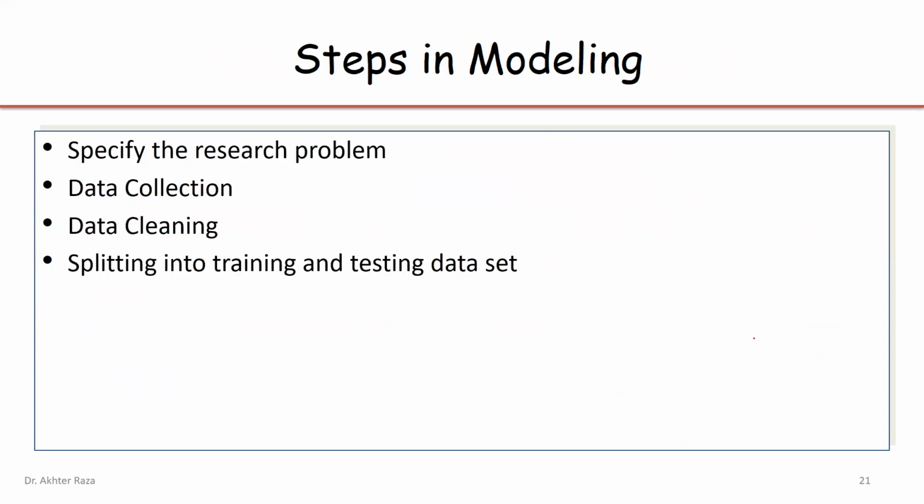Steps in mathematical modeling or in machine learning models. You have to specify the problem for which you are constructing the model. Suppose I want to analyze a model for the prices of old cars. So I have to choose the variables, and the research problem is we want to build a model which gives us a better prediction of the price of second-hand cars.